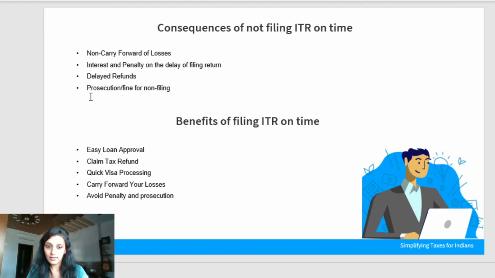But if you file your ITR on time, then you can claim your tax refund, you can support your visa applications, and your loan application process will also be smooth. You'll be able to carry forward your losses, you'll become tax compliant, and most importantly, you will not have to pay any kind of penalties or face prosecution. So it's better that you file your income tax return on time. You have to file it before 31st December 2021. Don't wait for the last moment. Just file the income tax return if you have all the documents with you.